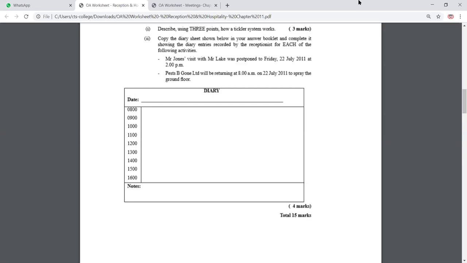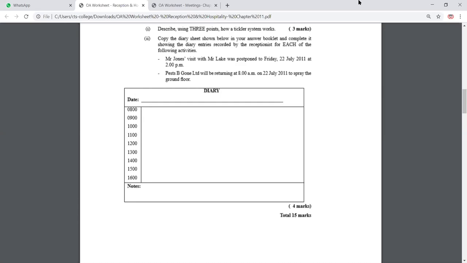Let's look at the second one. Pest Be Gone Limited will be returning at 8 a.m. to spray the ground floor. Where am I writing this note? Next to which time? 800. Very good. So next to 800, what note am I making there?